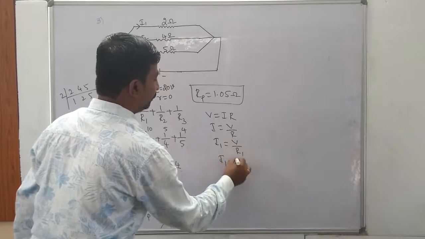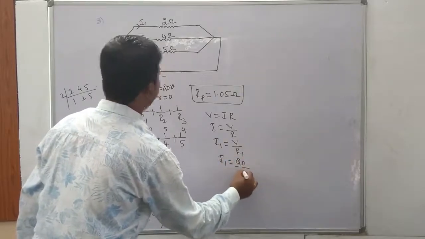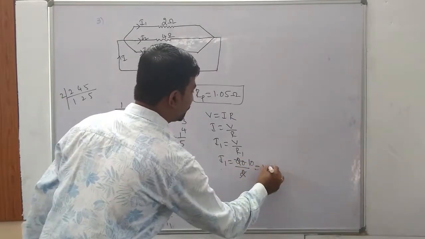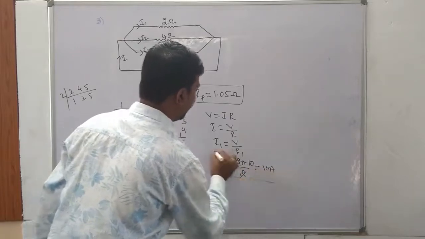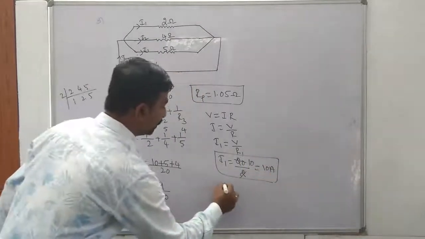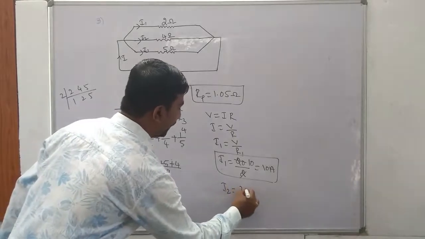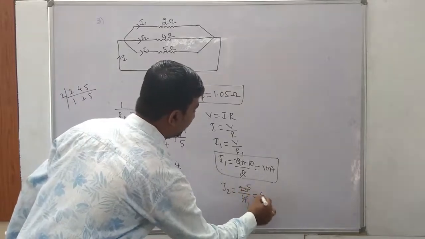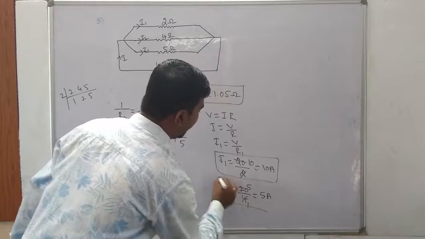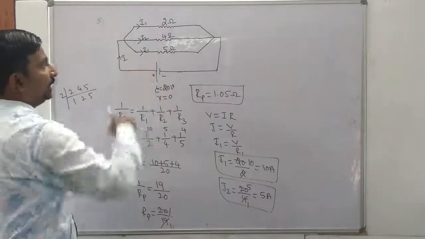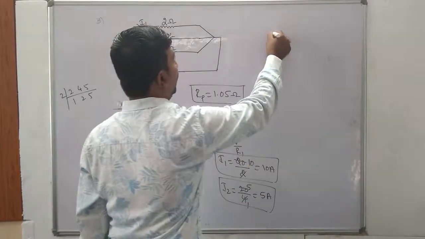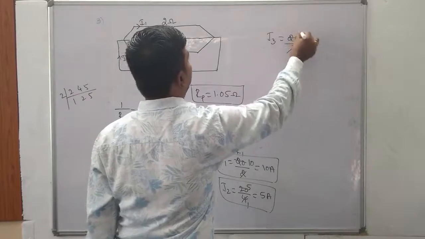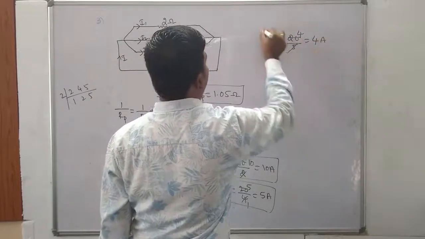So I1 is equal to V, which is 20, divided by 2. So 2 1s are 2, 2 10s are 20. So then I1 is equal to 10 ampere. Similarly I2 is equal to 20 divided by 4. So 4 1s are 4, 4 5s are 20, then I2 is equal to 5 ampere. Next, similarly I3 is equal to 20 divided by 5, 5 1s are 5, 5 4s are 20, so 4 ampere.